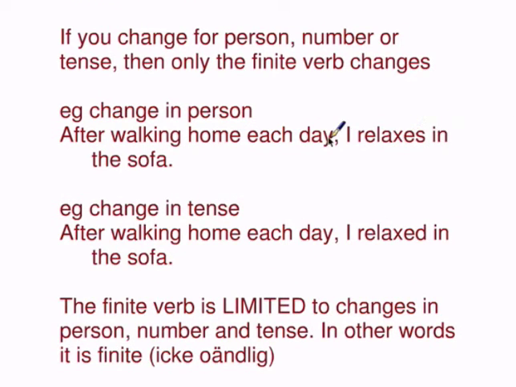let's have another example here. If you change the person, it becomes after walking home each day, I relax in the sofa. And if you change the tense, then you have to again change the ending, so now it becomes relaxed. So the finite verb is limited to changes in person, number, and tense. In other words, it's finite, also icke oändlig.